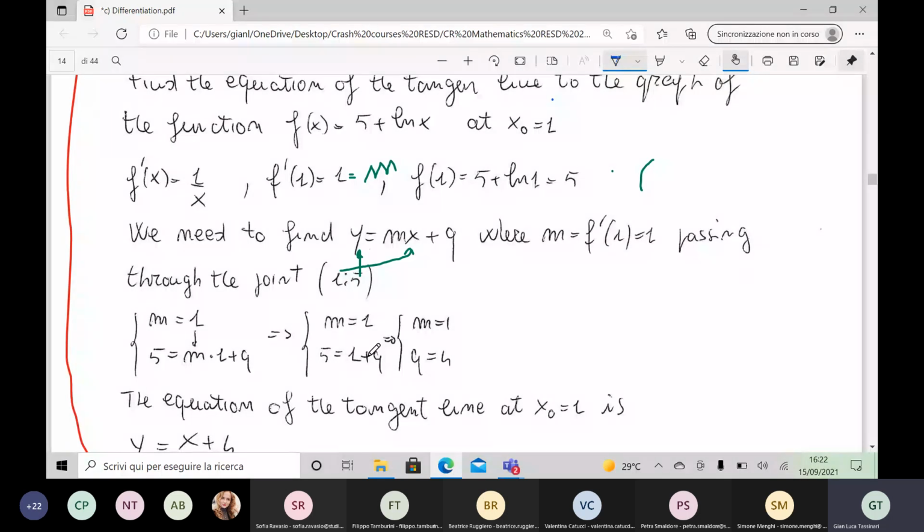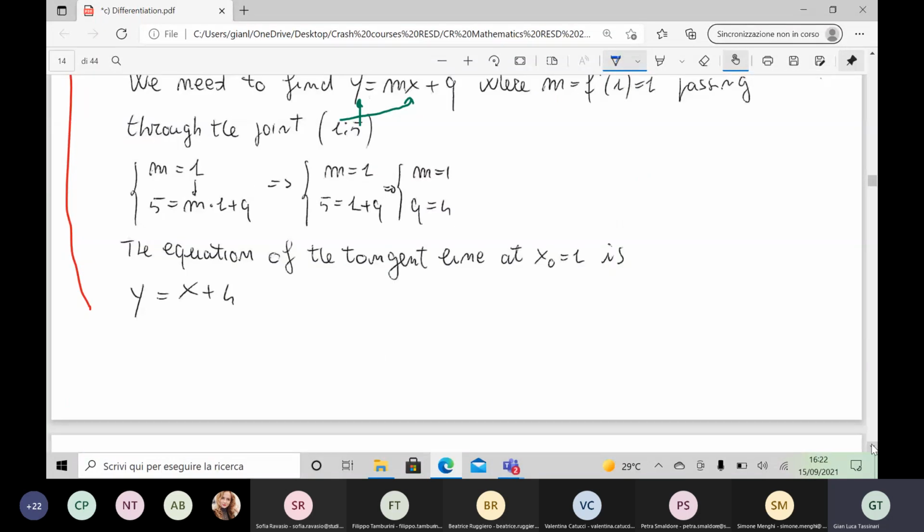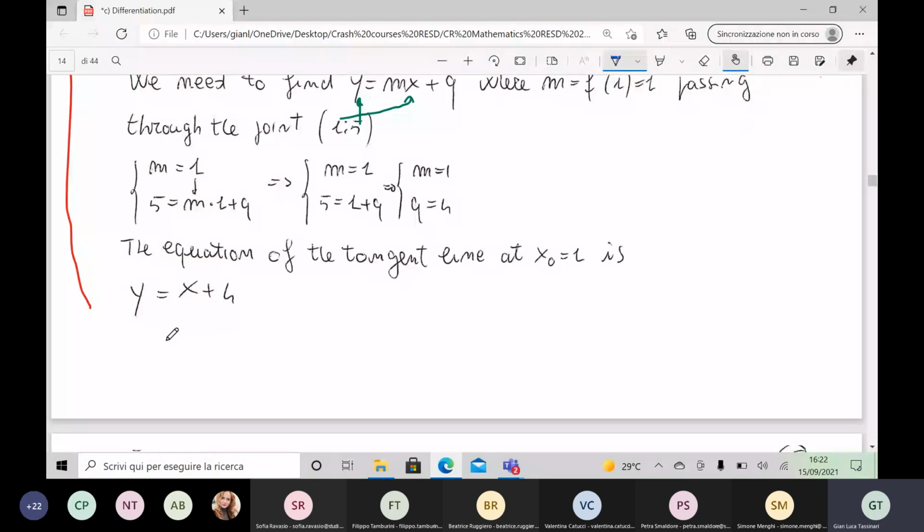So m is 1, q equal to 4. So substitute back m equal to 1 and q equal to 4 in the general equation of the straight line, and you get the equation y equal to x plus 4. So this is the equation of the tangent line to the graph of our function at the point.